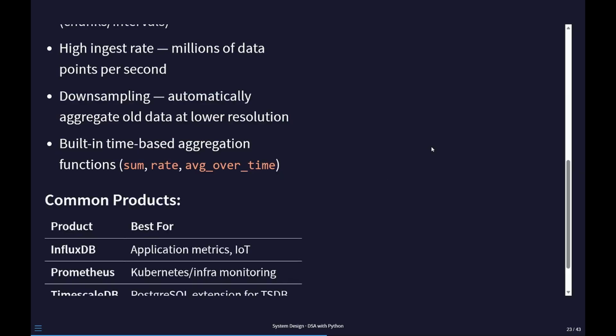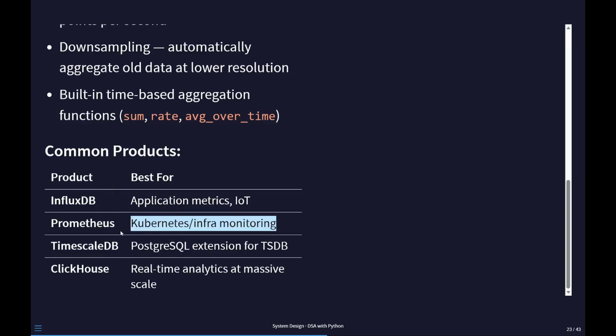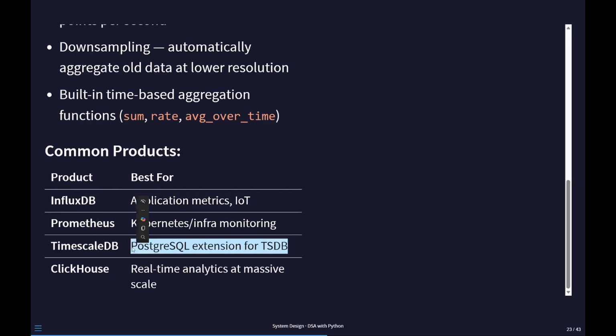Common products: InfluxDB for application metrics and IoT. Prometheus is the de facto standard for scraping metrics from infrastructure and Kubernetes workloads. TimescaleDB extends Postgres with time series capabilities. You keep your SQL tooling. ClickHouse for extreme scale real-time analytics.